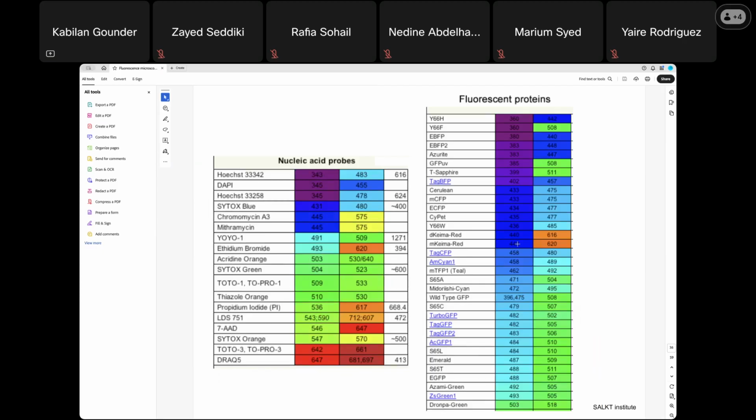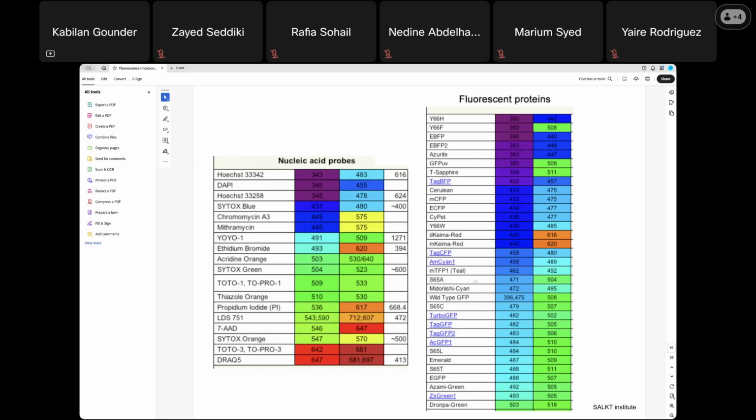Also, if you really want to study nucleic acids, you can use nucleic acid probes and see different things. You can directly target DAPI, Hoechst, cyto blue, ethidium bromide, propidium iodide. So if you want to study nucleic acid, you can probe it directly with these fluorophores.